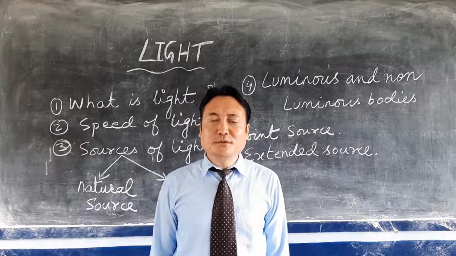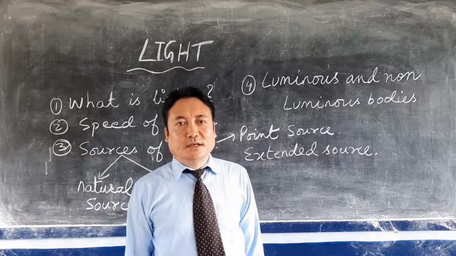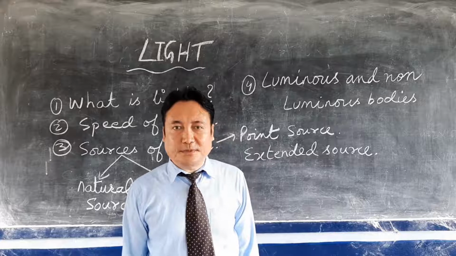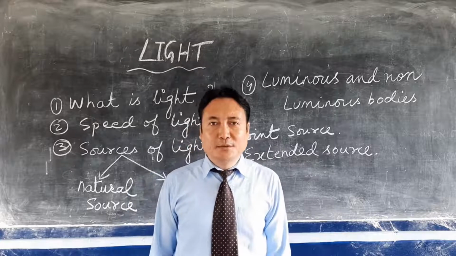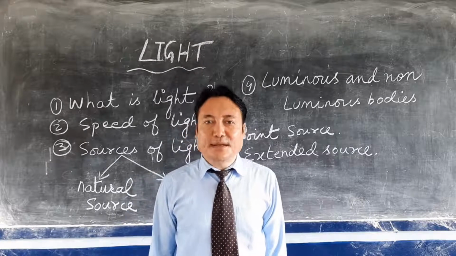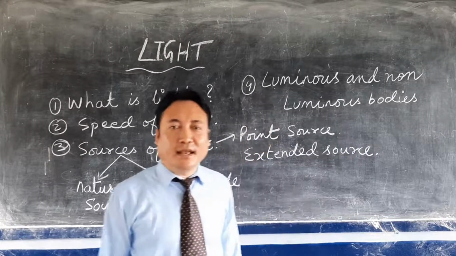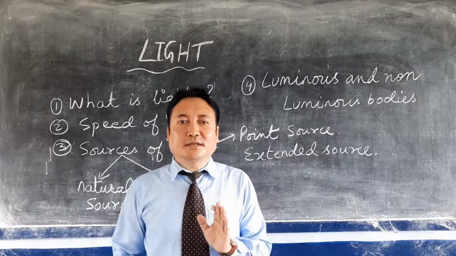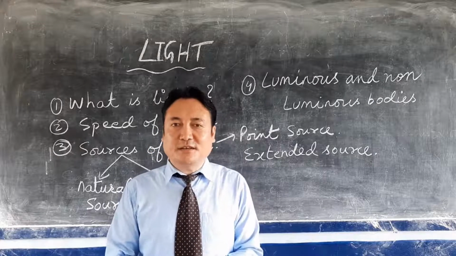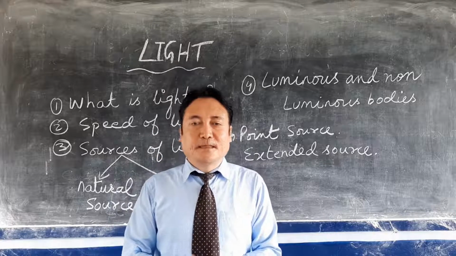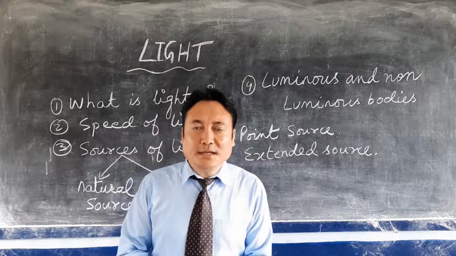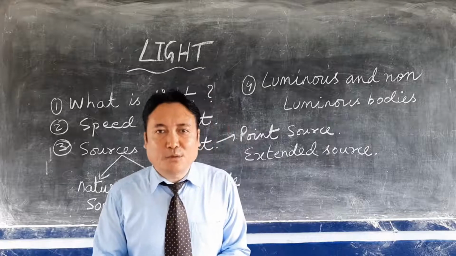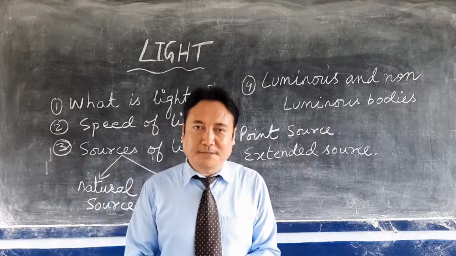We are going to start with a new chapter, light. In the last class, I gave you only the work based on this new chapter. So today I will explain the term light. Under this heading, there are a few terms we will discuss today. Number one is light, the definition of light. Second is the speed of light. Third is sources of light. And fourth is luminous and non-luminous body.